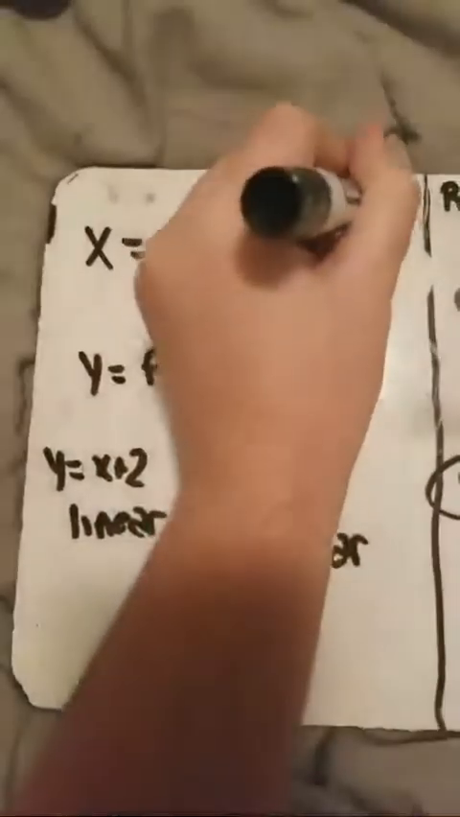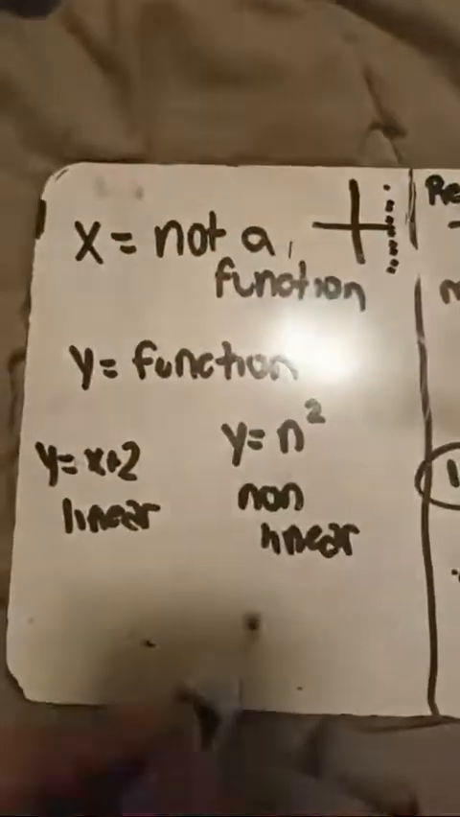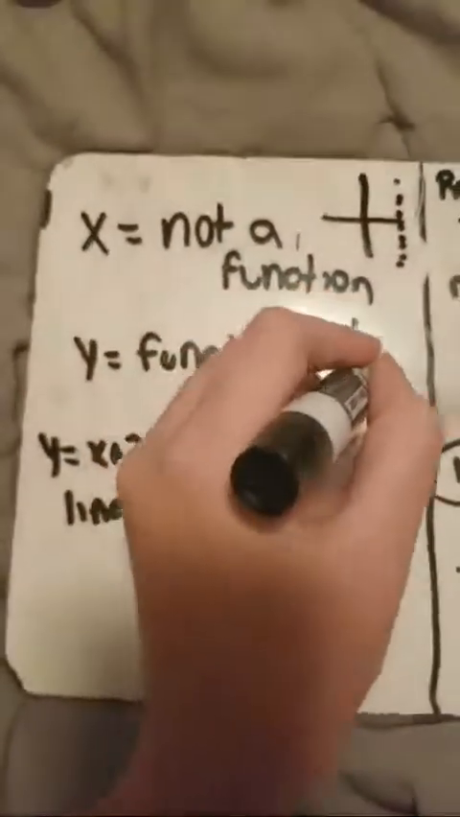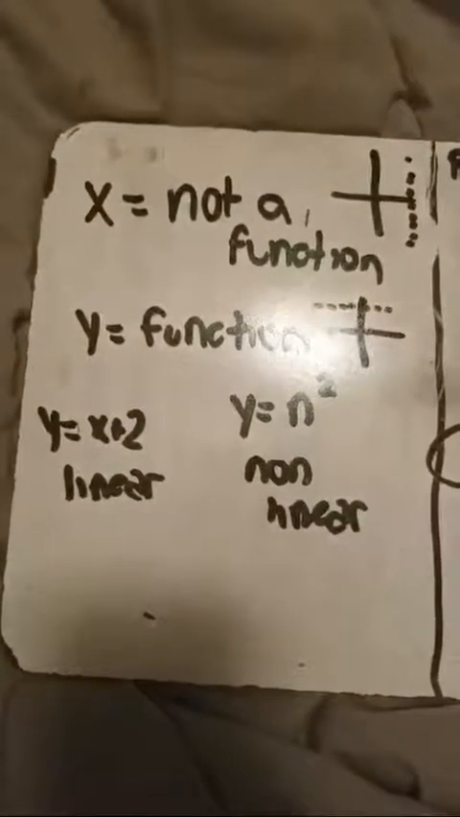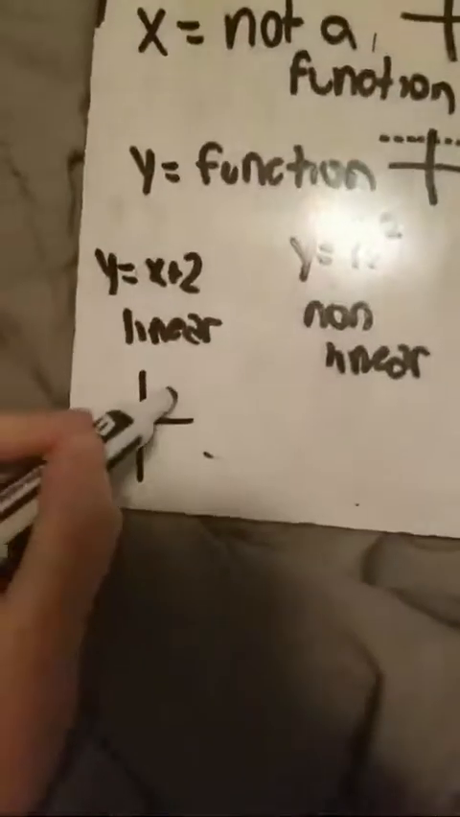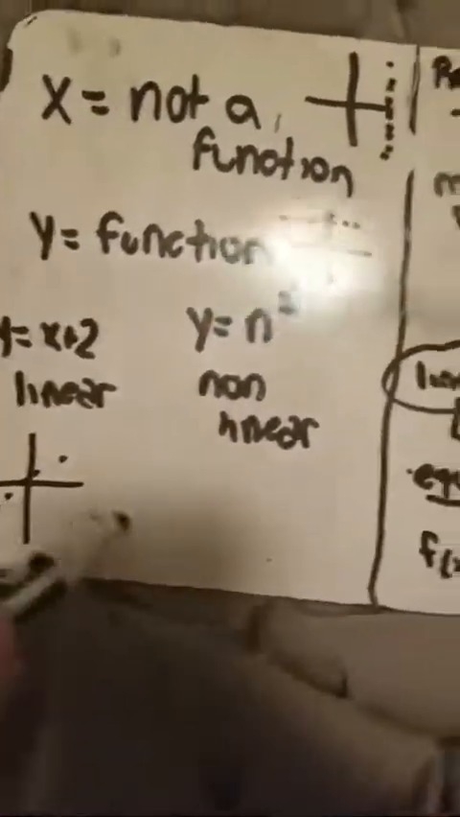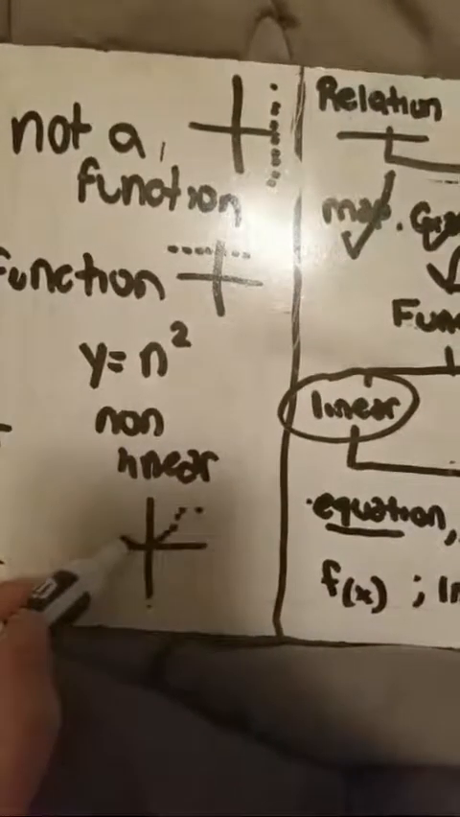X equals would represent a graph that looks like this. So that's not a function. Y equals would represent a graph that's like this. So that's a function. Y equals here would give you a constant rate of change. Y equals x squared would not give you a constant rate of change.